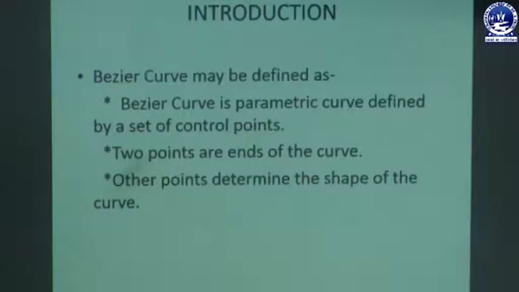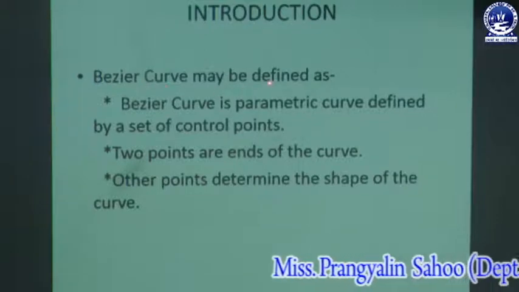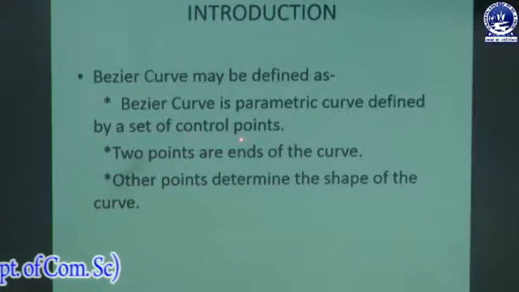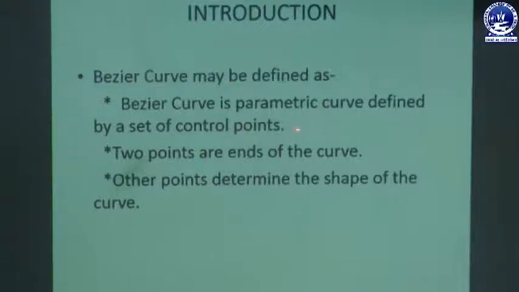So to start with the initial concept, a Bezier curve may be defined as a parametric curve defined by a set of control points. That means the curve is a type of parametric curve consisting of a number of control points that are interconnected, providing one curve structure. Compulsorily, there are two endpoints given in the curve. That means two points are the ends of the curve, and the other points are the intermediate points that determine the shape of the curve.